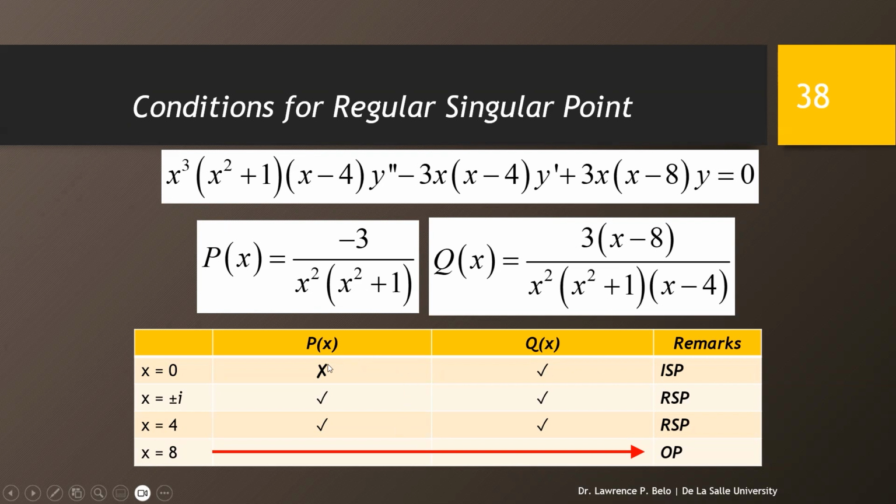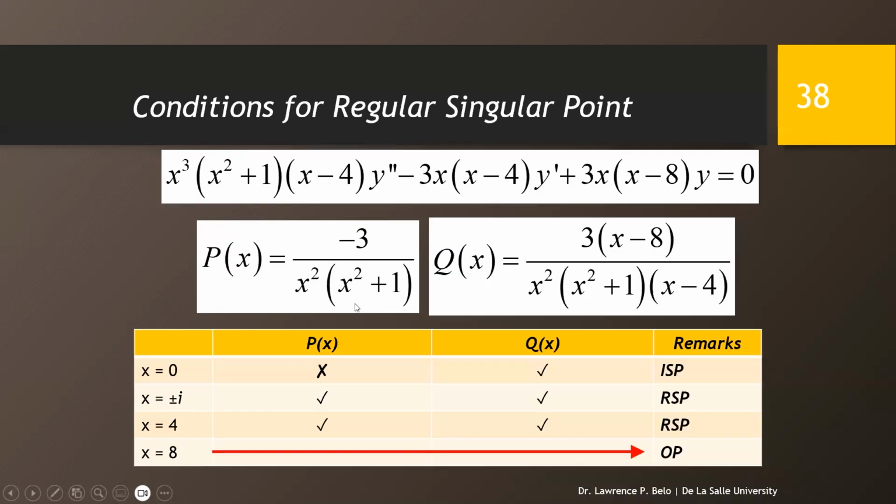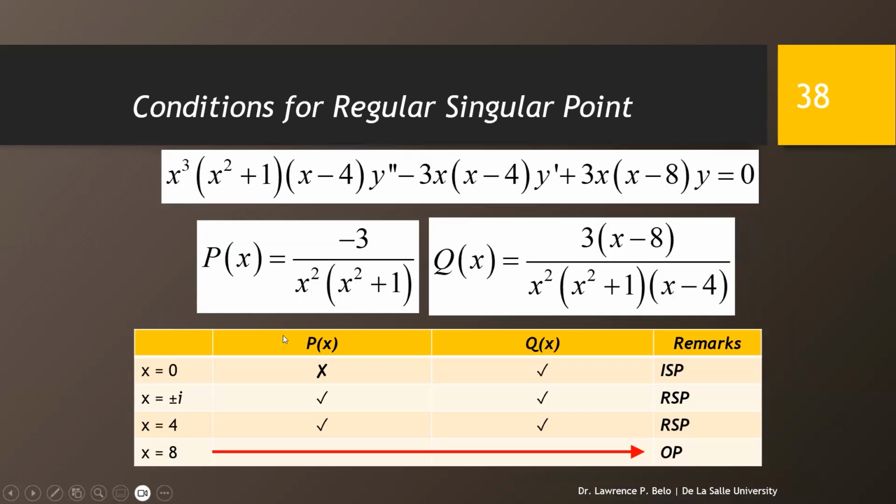So what you'll look at here is x equals 0. According to this, no factor should be greater than 1. So is the factor of 0 greater than 1? Yes, because it's squared. So that means it already failed the condition. Because if the factor is less than 1 or only 1, it's an ordinary point. But if the factor is greater than 1 already, it's a singular point. So here, it failed.